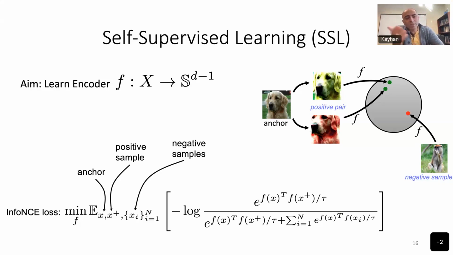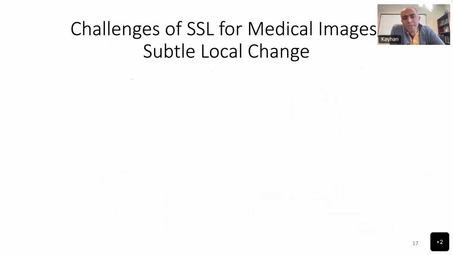So in the nomenclature of self-supervised learning, the instance is called the anchor, a variation of that is called the positive set, and the random draw from your data set is called the negative set. And one of the most common loss functions for that purpose is called InfoNCE. So now the question is: what would happen if you apply that naively on medical images?